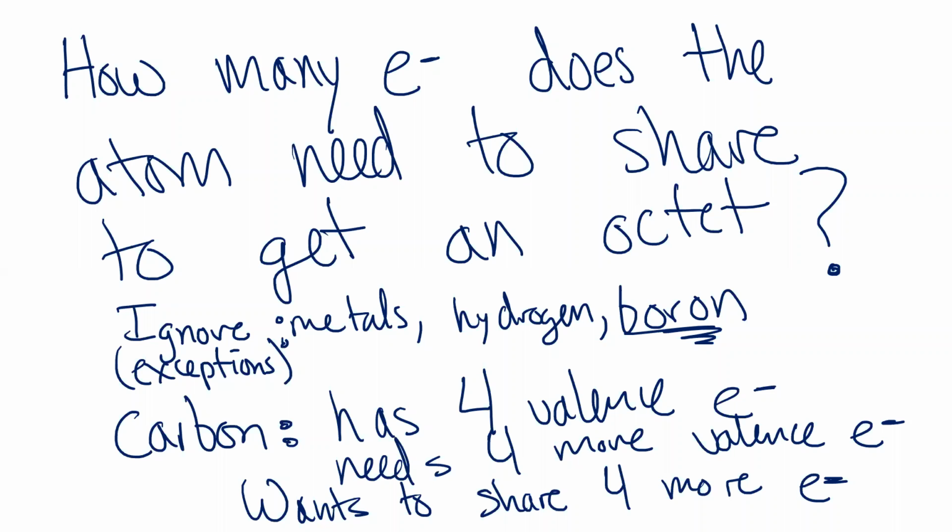Just think about this for a second. Carbon needs 4 more electrons to reach an octet. Therefore, it wants to share 4 more electrons with other atoms in some fashion. Okay.